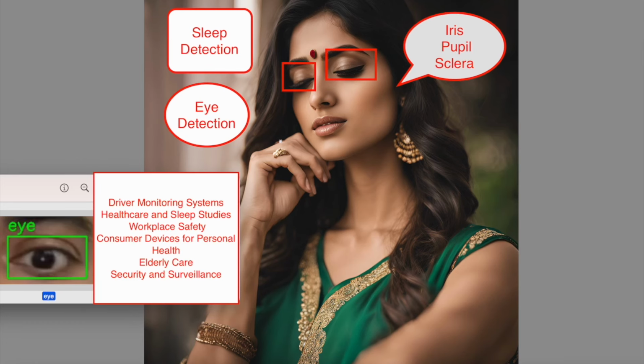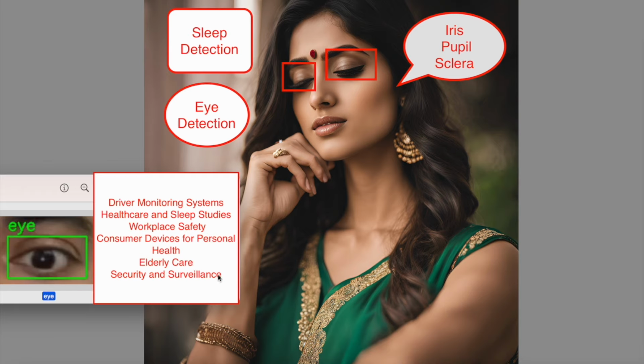In today's video, we will look at sleep detection using computer vision. This usually involves using cameras and image processing techniques to analyze visual cues that indicate whether a person is asleep. This technology has various practical applications across different fields. Here are some key use cases for computer vision-based sleep detection: driver monitoring systems, healthcare and sleep studies, workplace safety, consumer devices for personal health, elderly care, security, and surveillance.